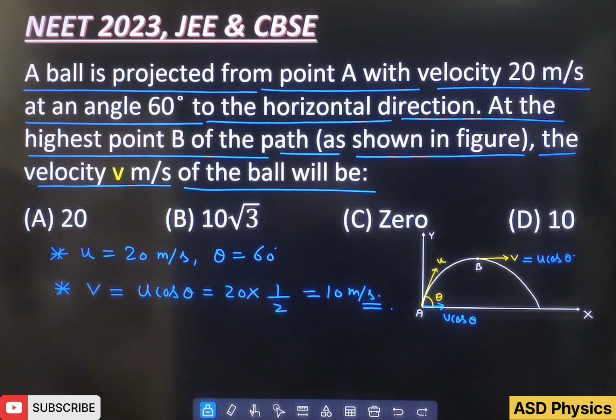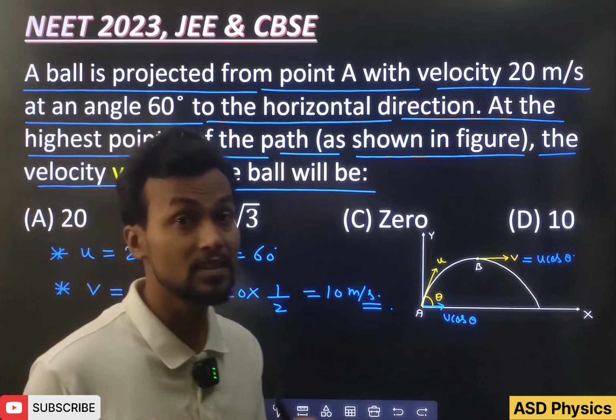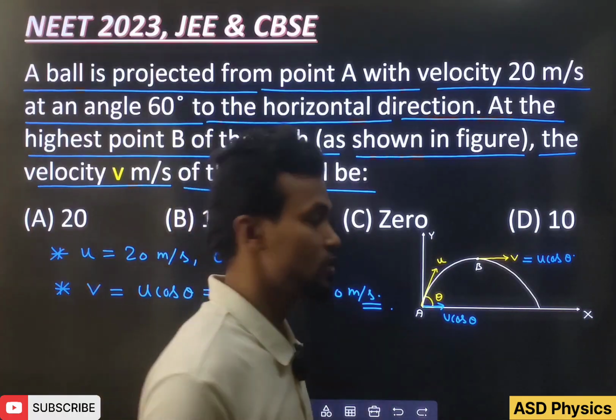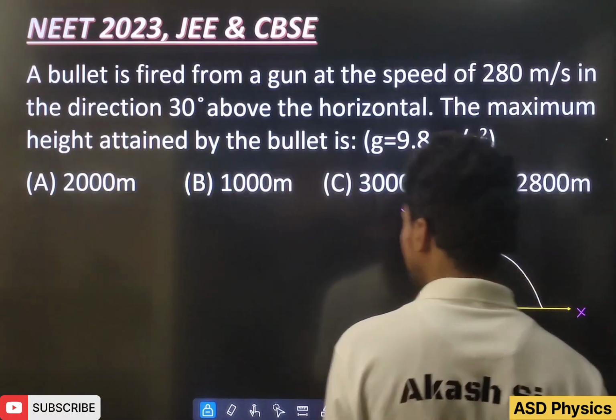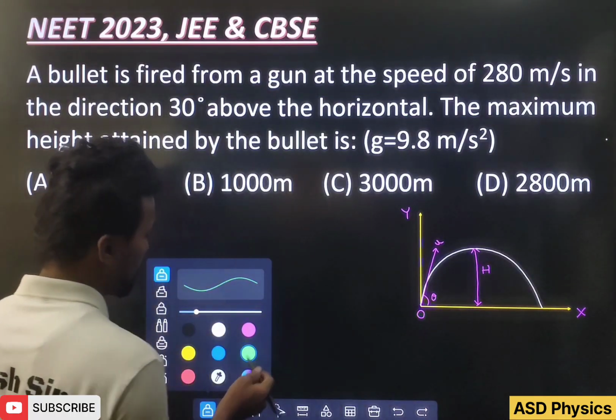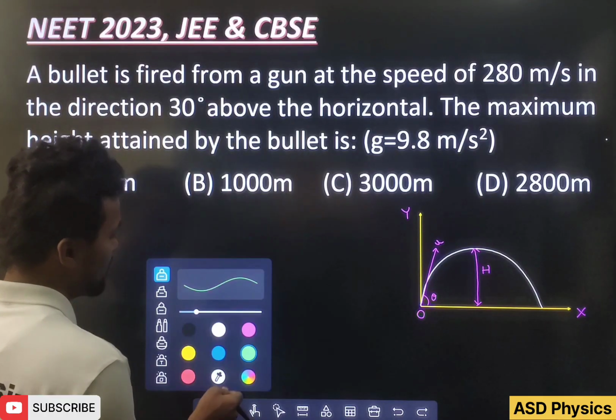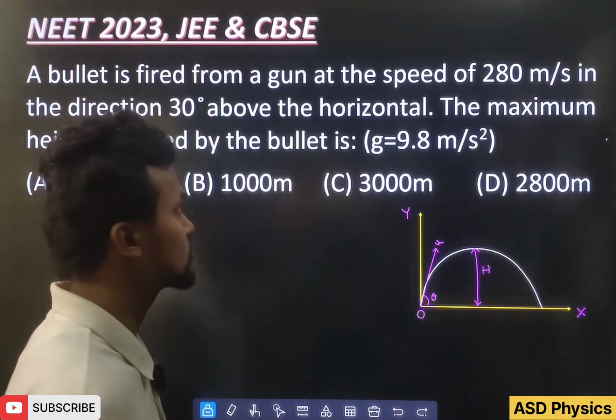So we can tell very well at the highest point the horizontal velocity is 10 meter per second and the vertical velocity is 0. And the resultant velocity is 10 meter per second, that is the combination of the horizontal and the vertical velocity. Okay, let's go to the next one here.